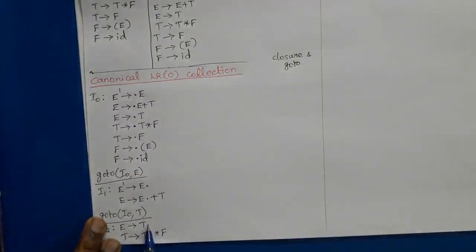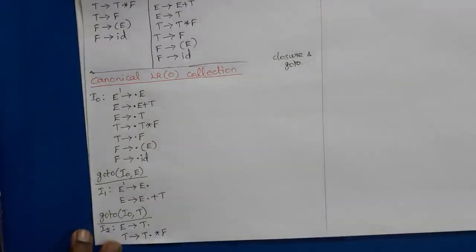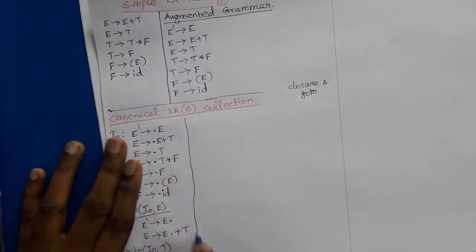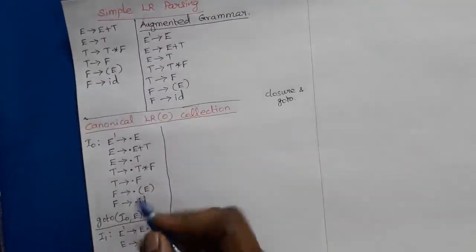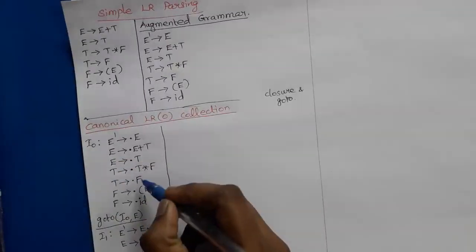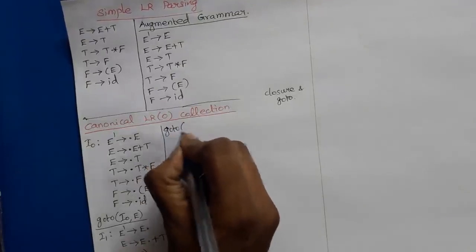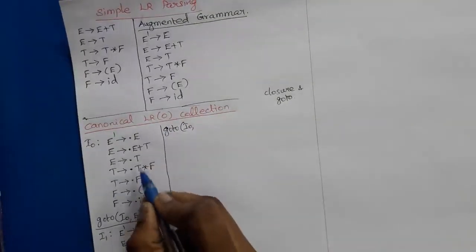Here dot is at the end of the production. Here dot is followed by a terminal symbol. So closure is not possible. So now we need to consider F. In I0 we have shifted T. So in I0 go to I0 and F.